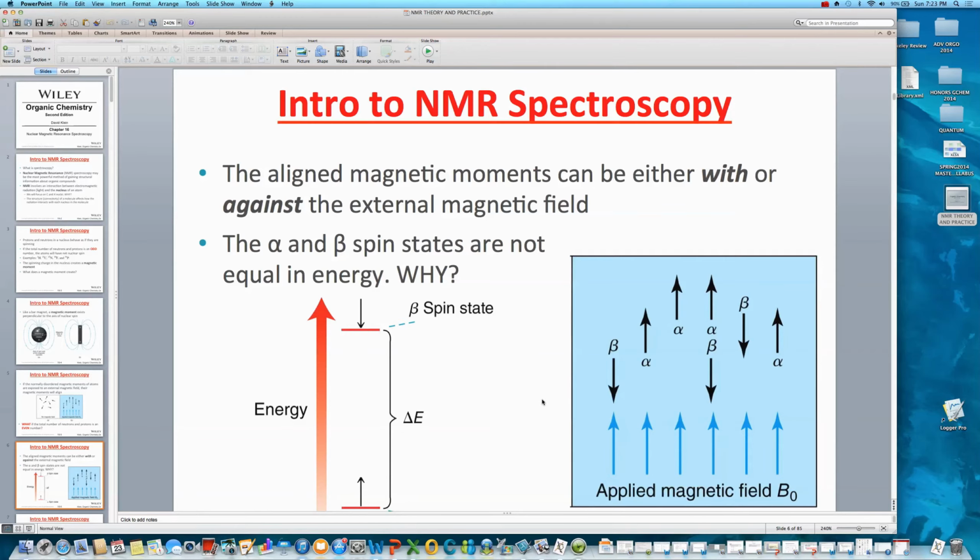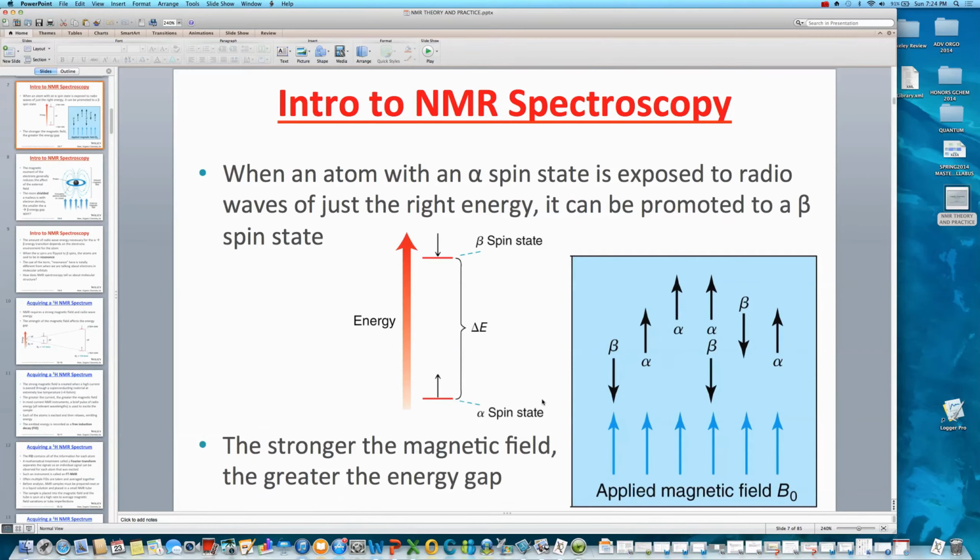When this occurs, when I promote from the alpha to the beta, then relax to the alpha and emit energy, this is called resonance. And so the term resonance has an entirely different meaning in NMR than it has in drawing resonance structures, and structure and bonding, and molecular orbital theory and valence bond theory. So when you have a nucleus that has a magnetic property that can exhibit this transfer from alpha to beta back to alpha, you have nuclear magnetic resonance, or NMR.